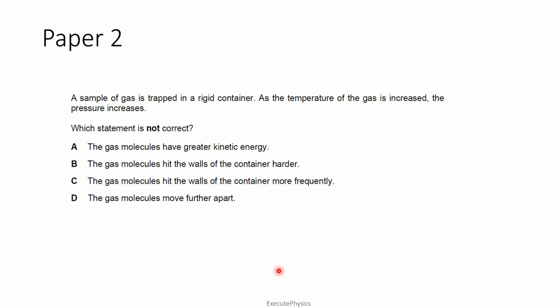As they move around faster with greater kinetic energy, they obviously will hit the walls of the container harder, and they will hit among themselves as well more frequently. So what happens as they move around faster and hit each other with greater kinetic energy? The space between them decreases because they are hitting more often. So out of these four statements, the statement which is not correct is option D. So the answer for this question is option D.